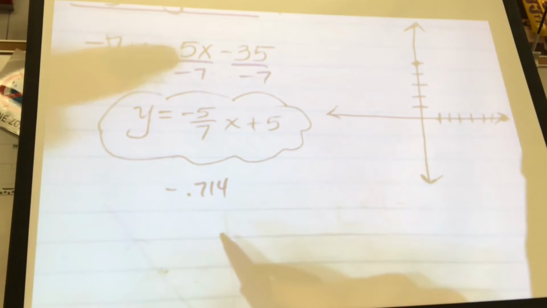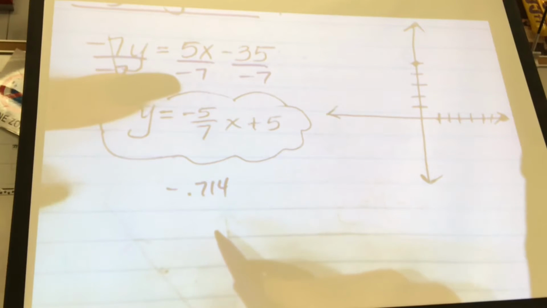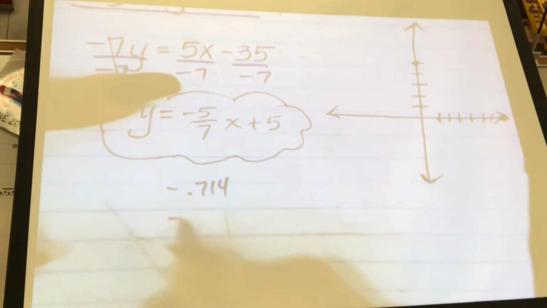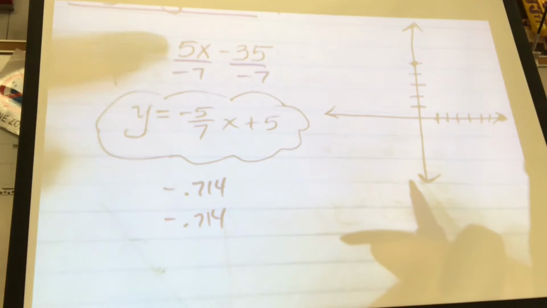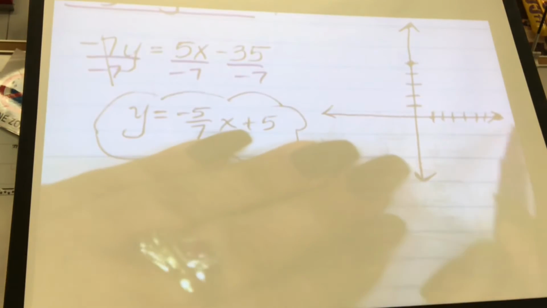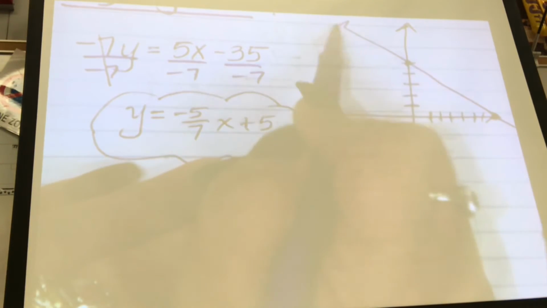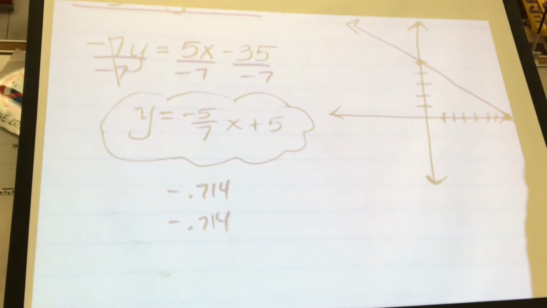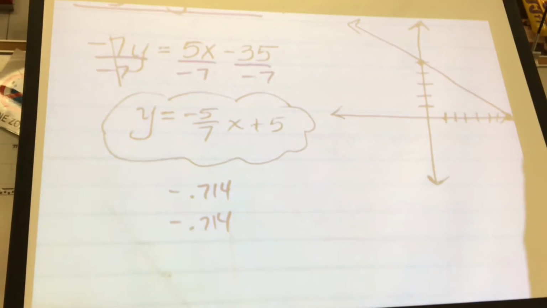Now let's do this one. Jason, ready? Can you do 5 divided by negative 7, please? Zero point... or negative zero point seven. Same exact decimal, right, guys? So these mean the same thing. All right, so we're going to connect the dots here. And that's our line. Let's do one more and then we can start today's notes.